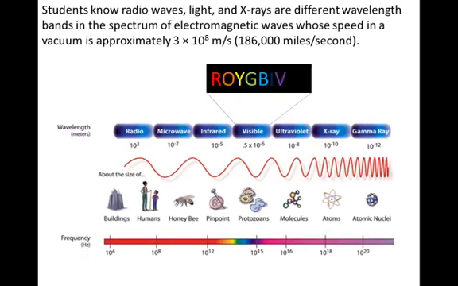The electromagnetic spectrum. So students are supposed to know that radio waves, light, X-rays are all different wavelength bands in the spectrum of the electromagnetic waves, whose speed in a vacuum is approximately 3 times 10 to the 8th meters per second. So if we look at the different wavelengths of the different segments of the electromagnetic spectrum, the longest wavelengths are radio, then microwave, infrared, visible, ultraviolet, X-rays, and gamma rays.